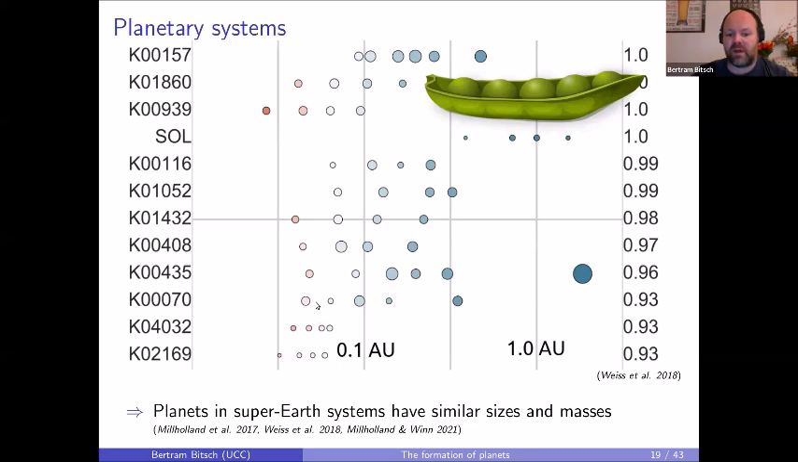I mean, of course, you have differences in the sizes of the planets between different systems. It's the same as the peas. If they grow bigger, you have, of course, bigger peas. But within each system, this seems to be relatively true. And this means the planets in these systems have similar sizes and also similar masses, which is something that we have to understand from a formation perspective.